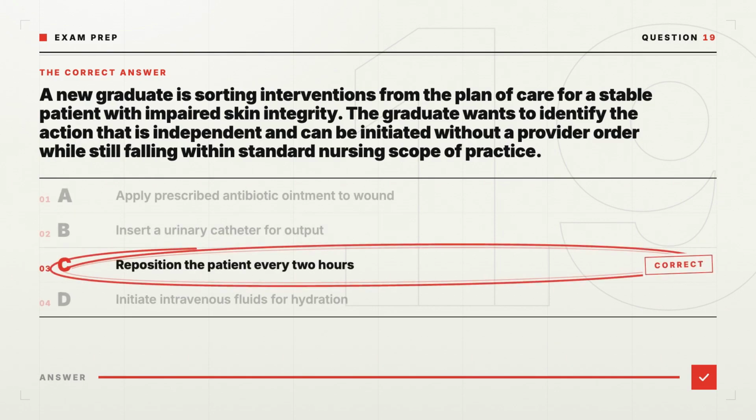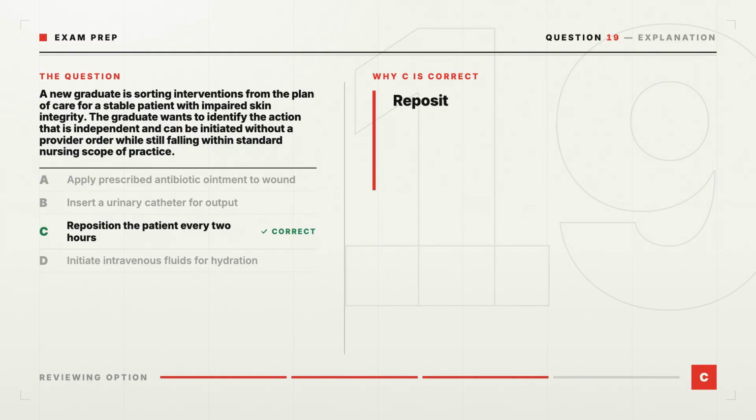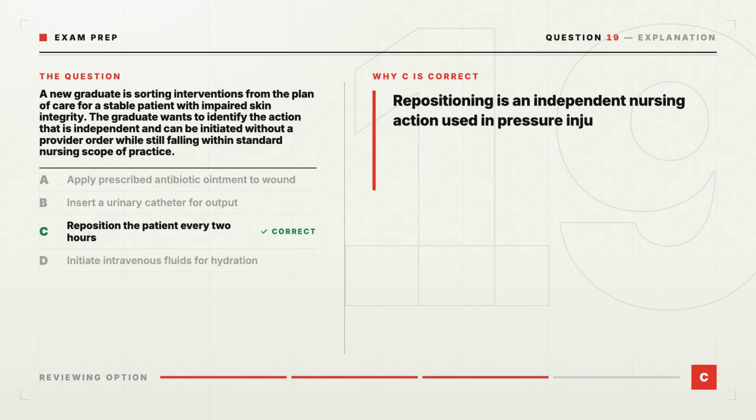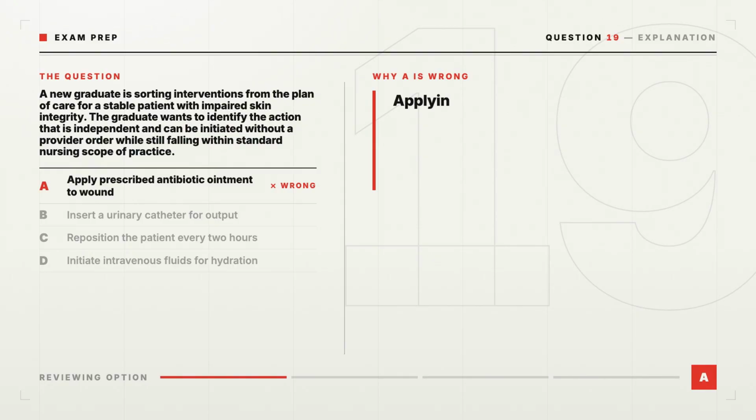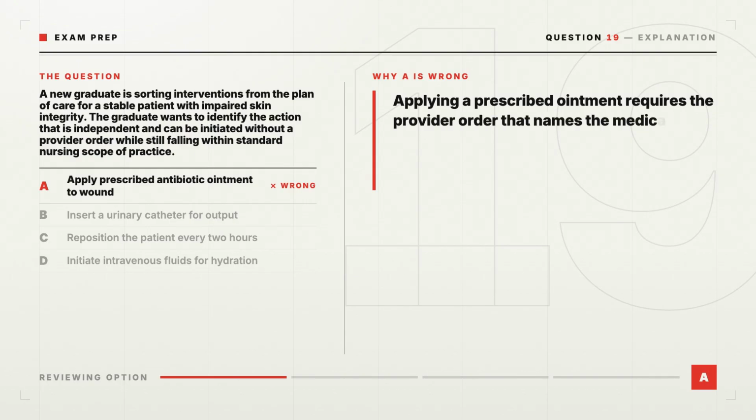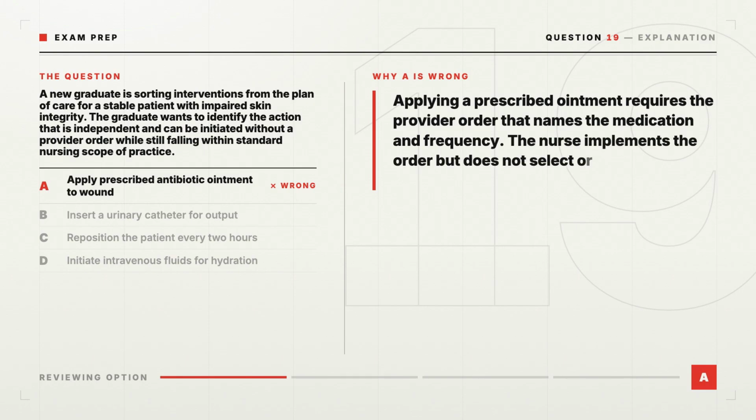The correct answer is C. Reposition the patient every 2 hours. C is correct because repositioning is an independent nursing action used in pressure injury prevention. It requires no order, falls within standard scope, and directly addresses the diagnosis through regular redistribution of weight off bony prominences. A is wrong because applying a prescribed ointment requires the provider order that names the medication and frequency. The nurse implements the order but does not select or initiate the antibiotic on personal judgment alone.